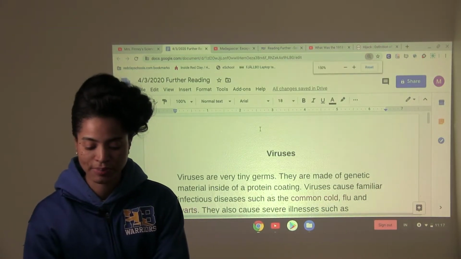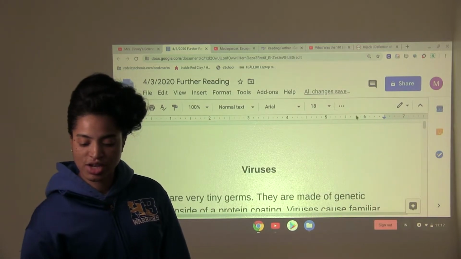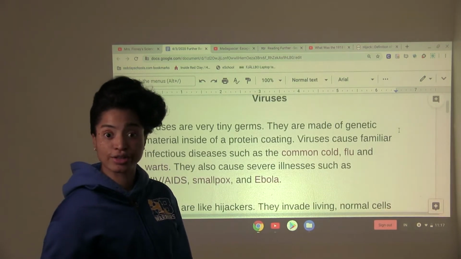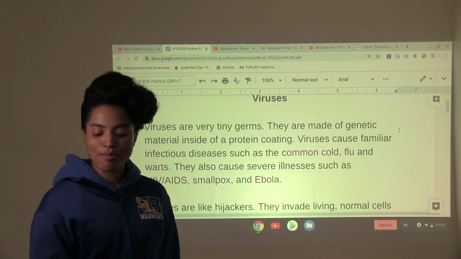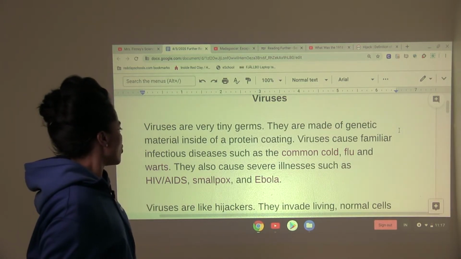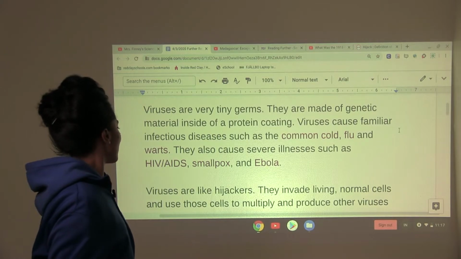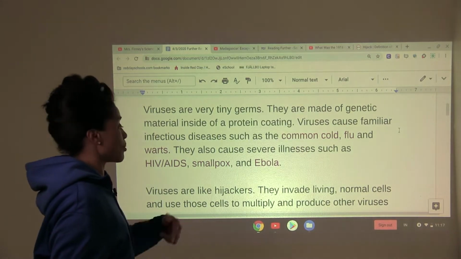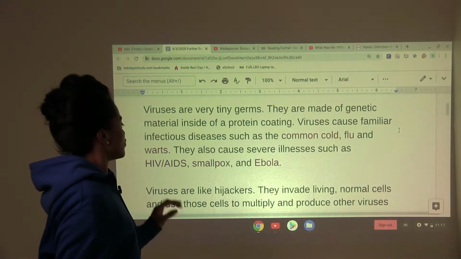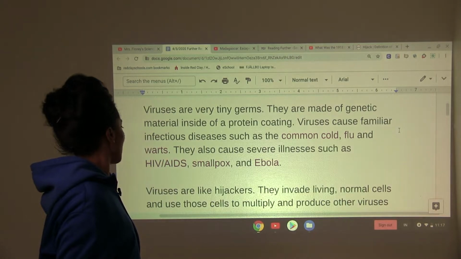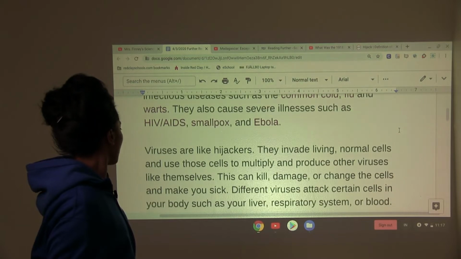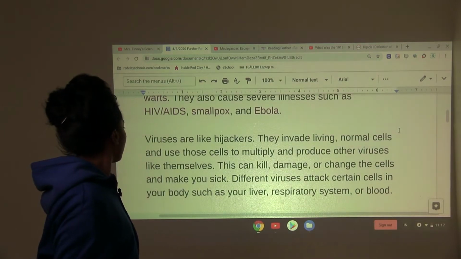So right here on the screen, it shares that viruses are very tiny germs. They are made of genetic material inside of a protein coating. Viruses cause familiar infectious diseases such as the common cold, flu, and warts. They also cause severe illnesses such as HIV or AIDS, smallpox, and Ebola. Sure you've heard of those.